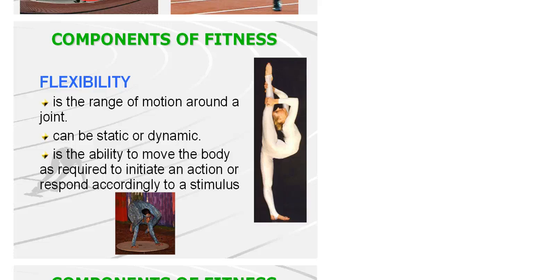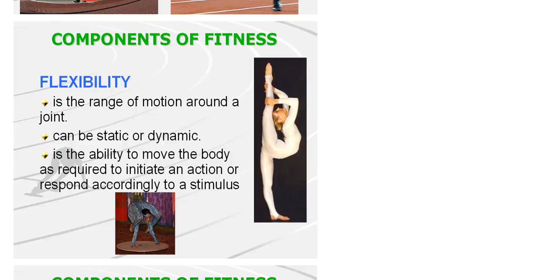Flexibility. Flexibility is the range of motion around a joint. It can be static or dynamic. An example of static flexibility: standing still, how high can you raise your leg and hold it? Dynamic flexibility, from that same standing position, how high can you move your leg in a kicking action, but you don't have to hold it at the highest point. It is the ability to move the body as required to initiate an action or respond accordingly to a stimulus.